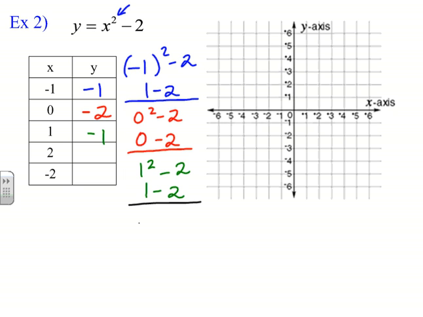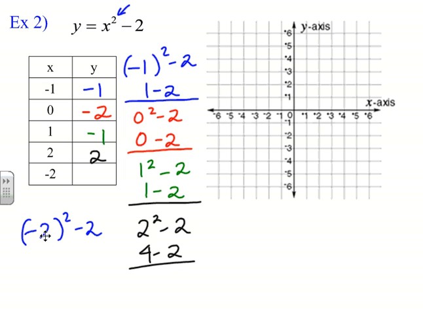Let's put a 2 in its place. 2 squared minus 2. 2 times 2 is 4. And 4 minus 2 is 2. And let's do it one more time over here with negative 2. We'll take negative 2 and square it, then subtract 2. Negative 2 times negative 2 is positive 4, and 4 minus 2 is 2.